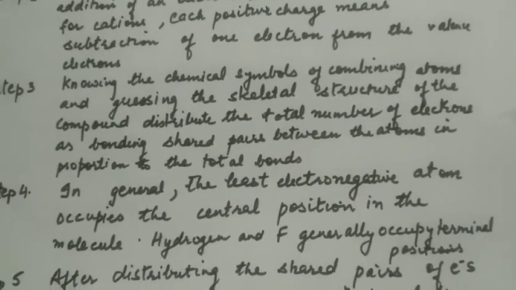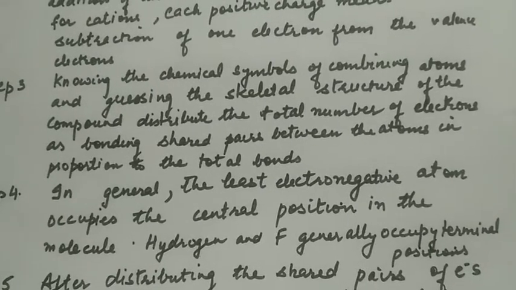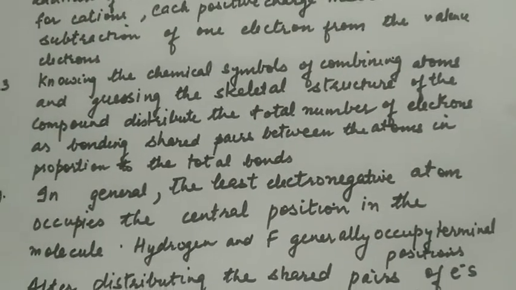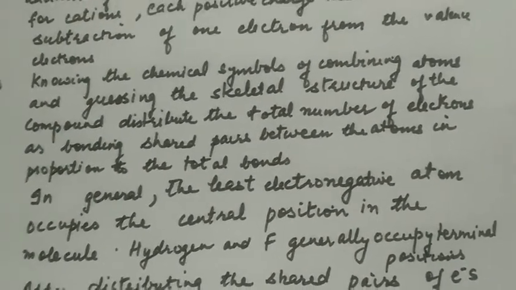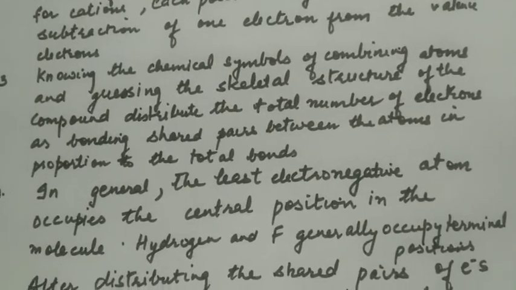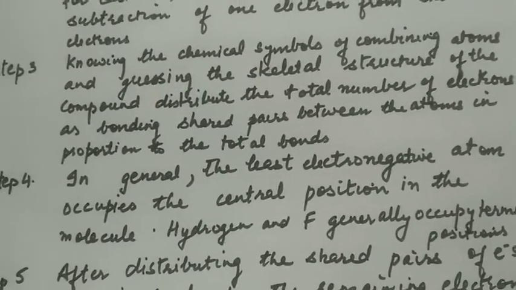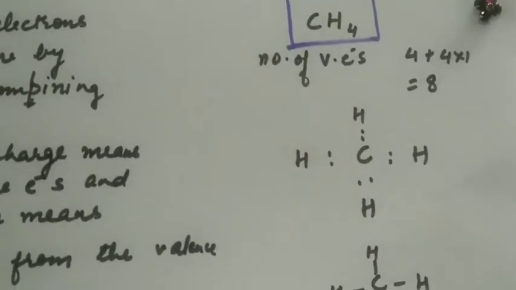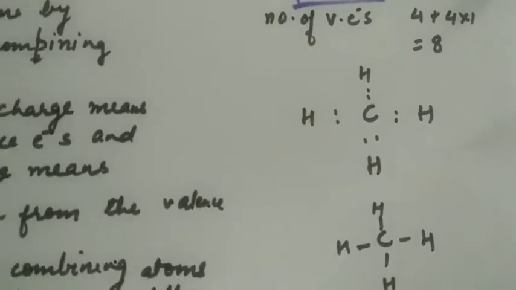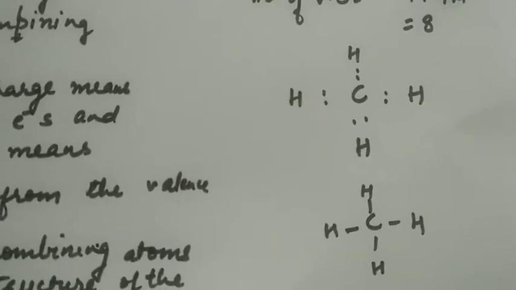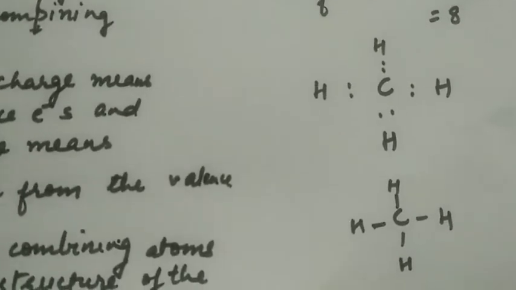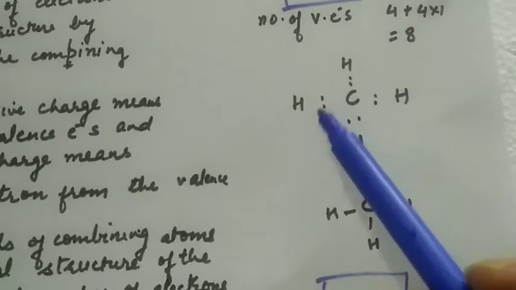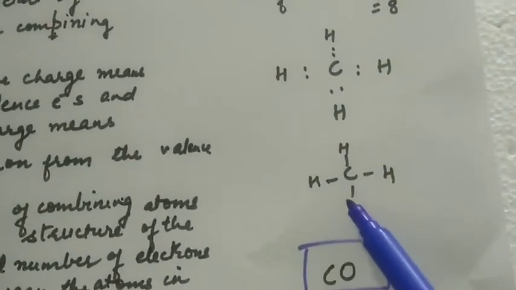Step 3. Knowing the chemical symbols of combining atoms and guessing the skeletal structure of the compound, distribute the total number of electrons as bonding shared pairs between the atoms in proportion to the total bonds. For methane, you know the symbols of carbon and hydrogen, and the least electronegative atom is placed in the center. Hydrogens are always placed on the terminal position, and 8 electrons are distributed. A bond is formed between carbon and hydrogen.